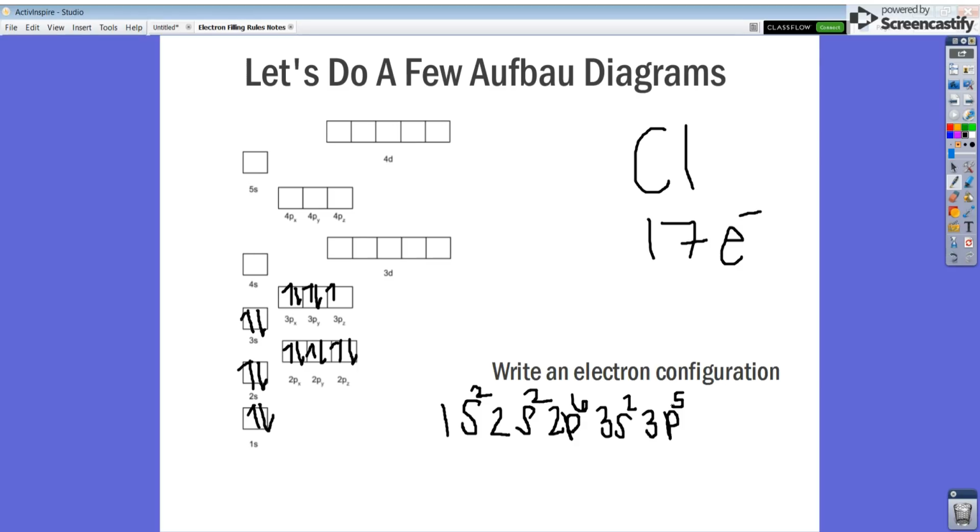In this unit, you'll have to draw Aufbau diagrams first before you can write electron configurations. When we learn a little bit better about the organization of the periodic table, you'll be able to write these electron configurations without having to draw Aufbau diagrams.